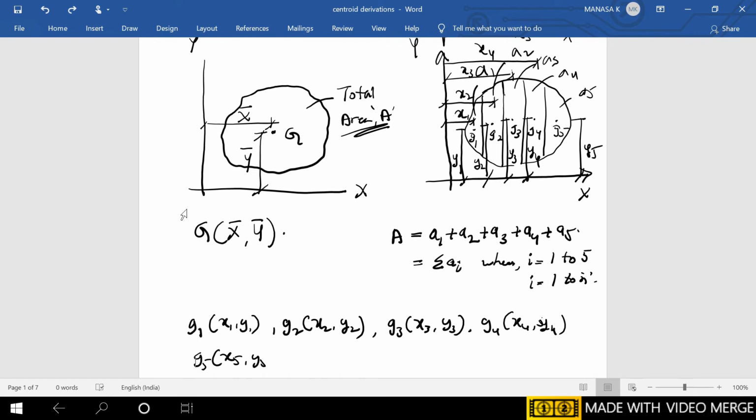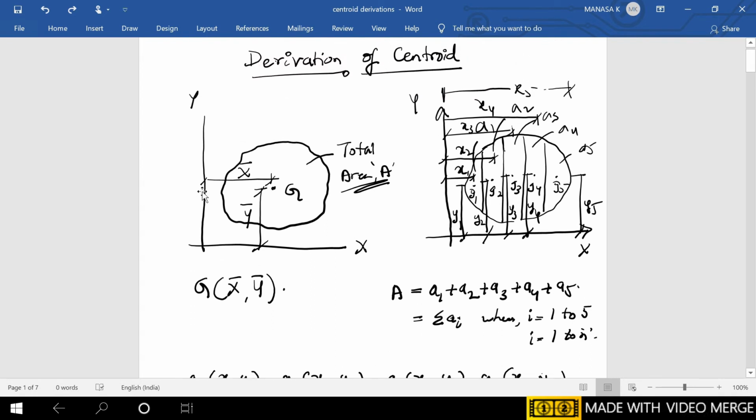First, the principle of moment states that the moment of the total area about an axis is equal to the sum of the moments of the areas of the individual strips about the same axis. Now I have two axes of reference, y and x. The same lamina is divided into n number of elements here. So this is the total area, the original lamina, and this is the same lamina divided into 5 elemental strips.